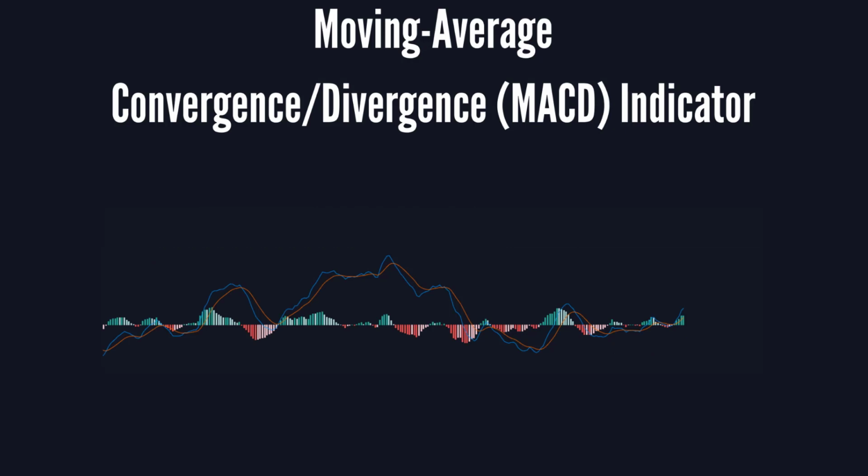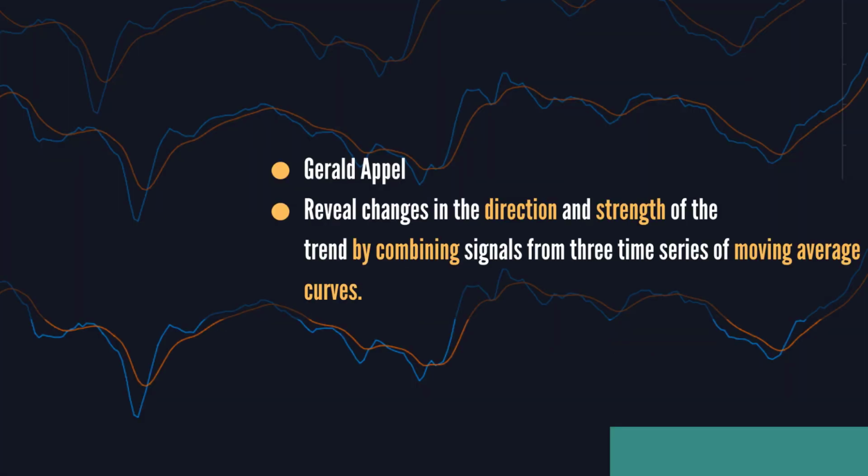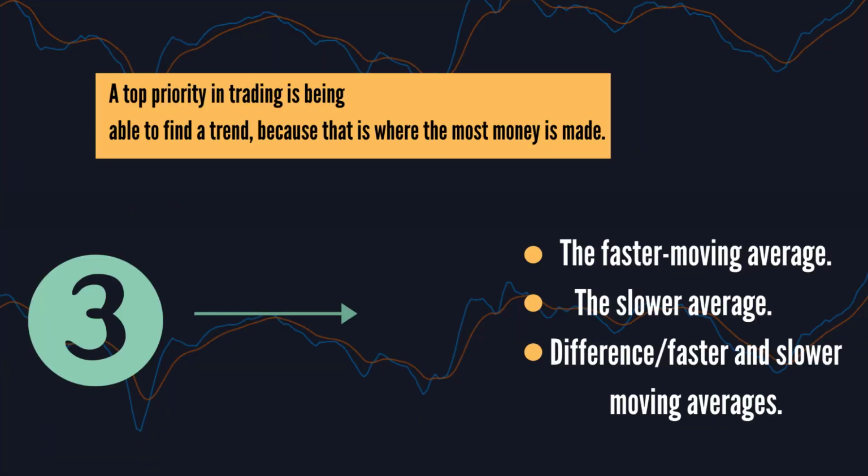Well, moving average convergence divergence, that is the MACD indicator, is an indicator developed by Gerald Appel, which is designed to reveal changes in the direction and strength of the trend by combining signals from three time series of moving average curves, alright? After all, a top priority in trading is being able to find a trend, right? Because that is where the most money is made.